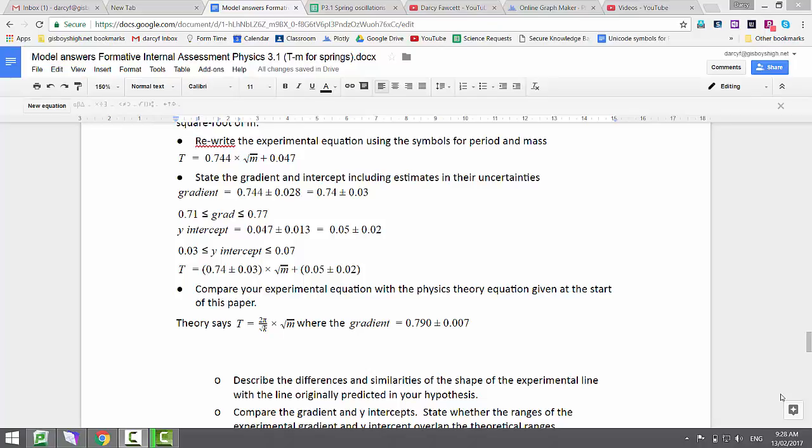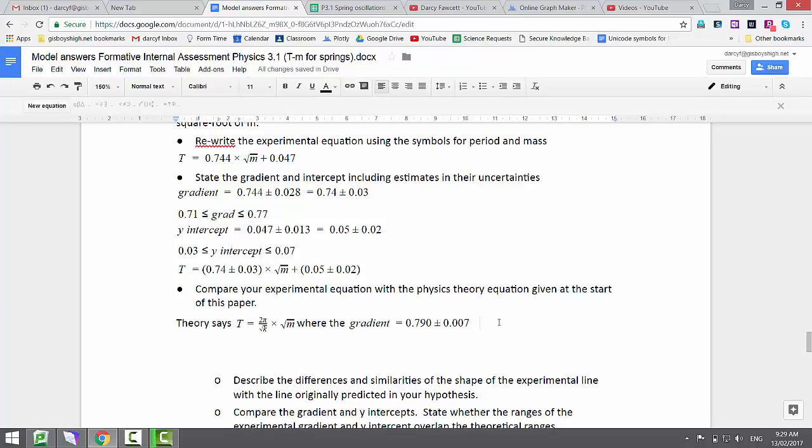Okay, so now we need to compare the experimental equation with the theory equation. Now, from earlier, the theory told us that T is equal to 2π over root k times root m. For our particular spring, our theoretical spring constant k was entered into the calculation, and it gives us our gradient should be something like 0.790 plus or minus 0.007. So if I was to write down a range for our theory gradient, what would it be?